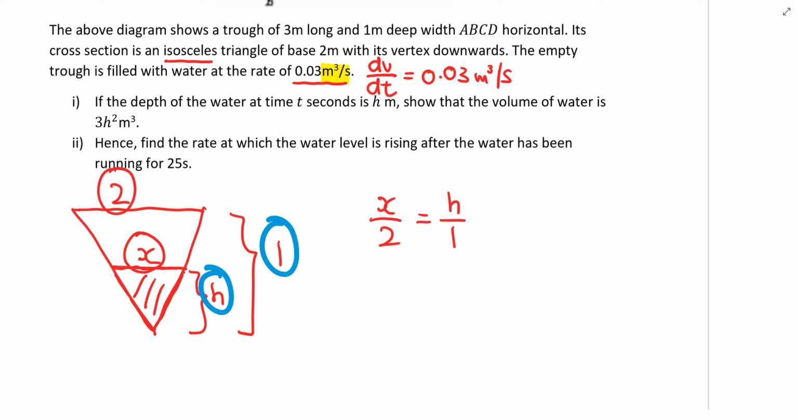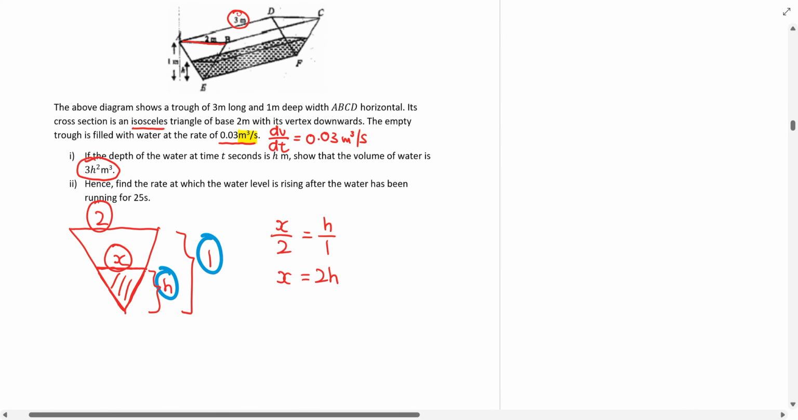Now, the volume of the water, the equation here, show that it's equal to 3h squared meter cube. I don't have an x. x is something I added in, so I make x the subject. x is equal to 2h.